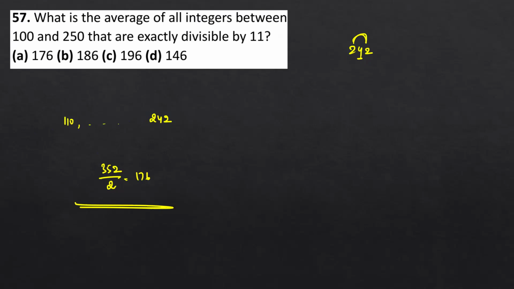So when numbers are in arithmetic progression, just to find out the average, you can do first number plus last number by 2, or else you can also find out the middle number. In this case, better to find out the first number and last number.